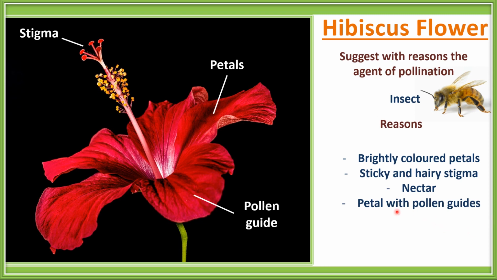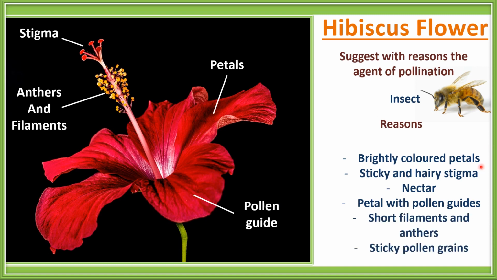The petals with pollen guides, we have talked about the pollen guides, those lines that you are seeing there. And they have got short filaments and anthers. The filaments are shorter. When you look at the filaments, they are below the stigma, which means that the type of pollination here is going to be by insect. Pollen will be carried by insect to the stigma. And they have got sticky pollen grains.